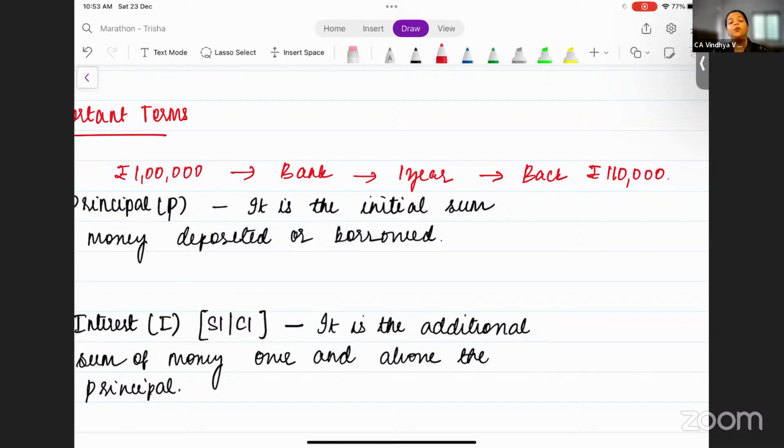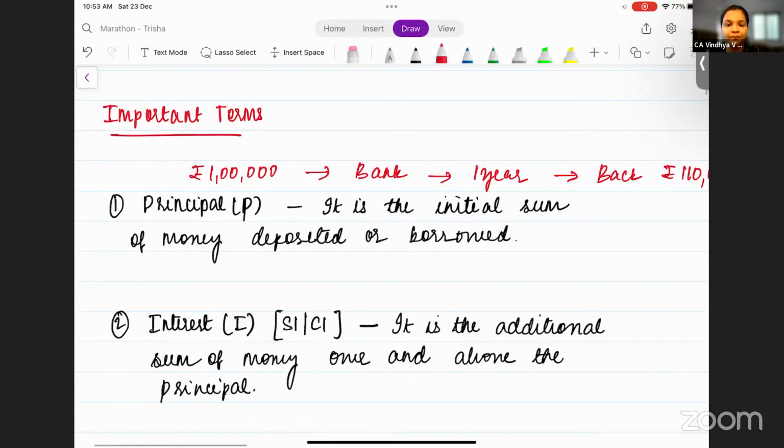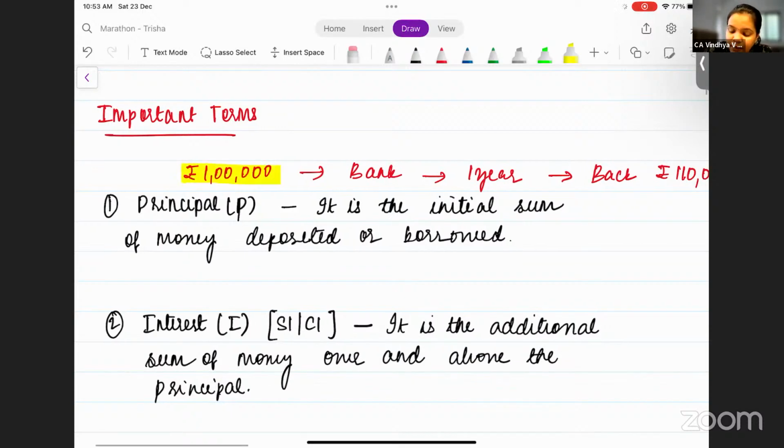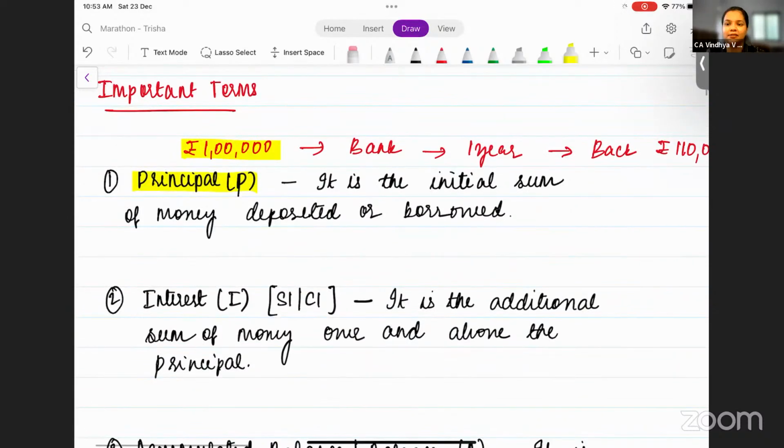Now, what is this 1 lakh? This 1 lakh is my initial sum of money, which is nothing but the principal. So 1 lakh here is my principal. Now next one, interest.